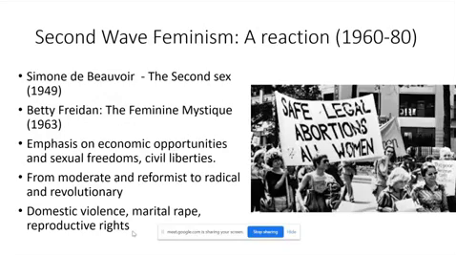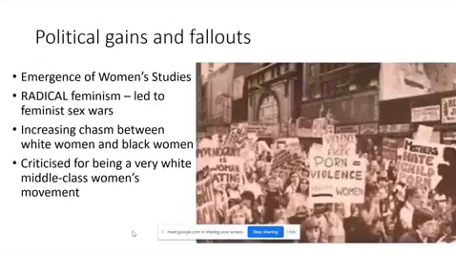There was a movement to legalize abortion, as you can see from the picture which I have put on the slide. So these were some of the core issues of second wave feminism. We'll look at the political gains and the fallouts. A significant political gain was the emergence of women's studies. So finally, women's studies got a space in the academia.